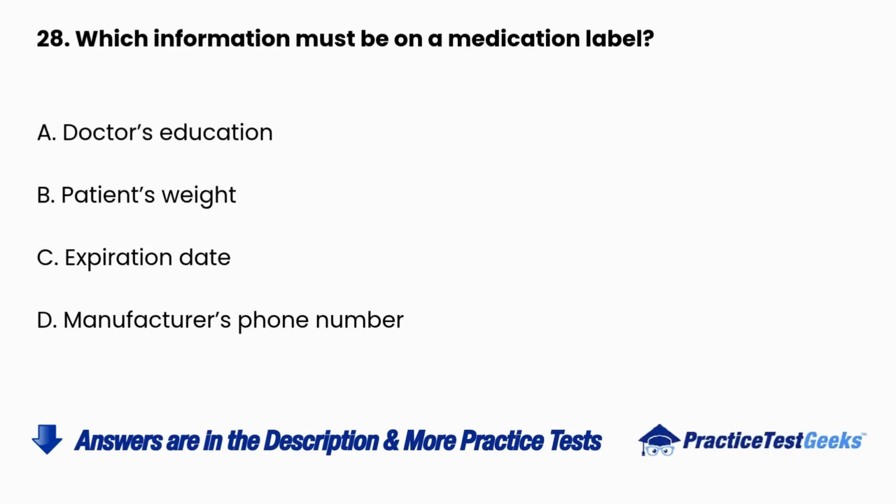28. Which information must be on a medication label? A. Doctor's education. B. Patient's weight. C. Expiration date. D. Manufacturer's phone number.